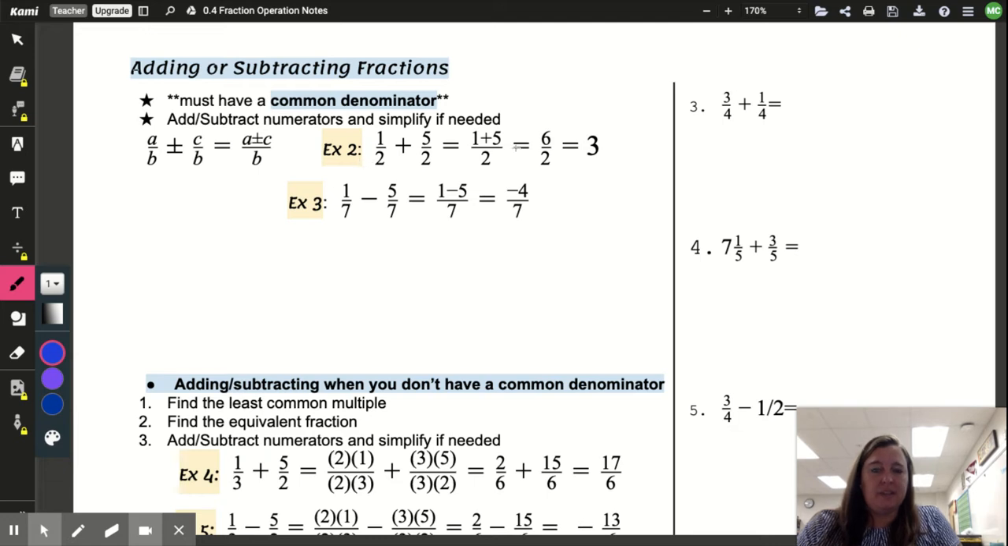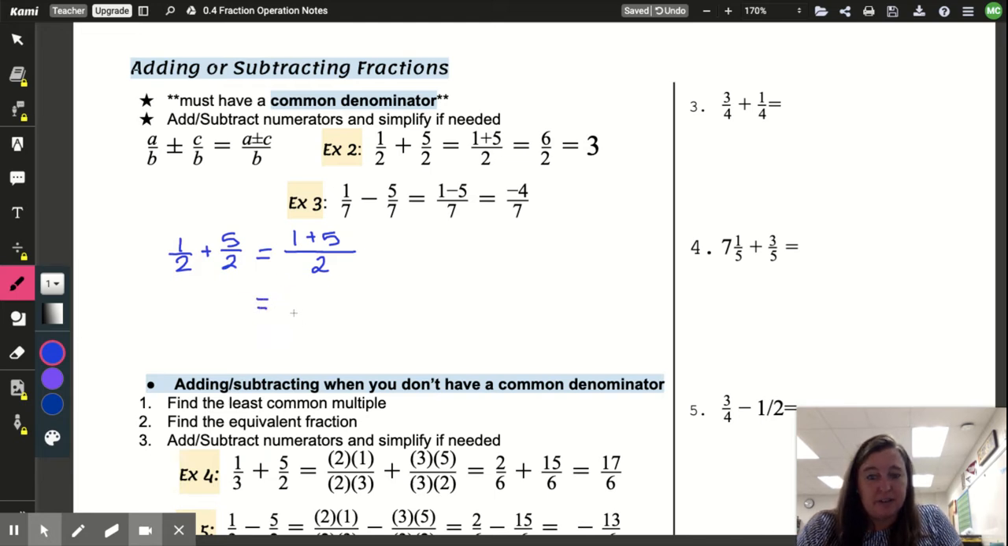So we have a couple of examples here. I'm going to go ahead and work each of those so you can see them in the process. So example 1 says 1/2 plus 5/2. Now because the denominators are already the same, I'm just going to keep the denominator, and then I can do whatever it says to do with the numerators. It says that we're supposed to add. So this is going to be 1 plus 5.